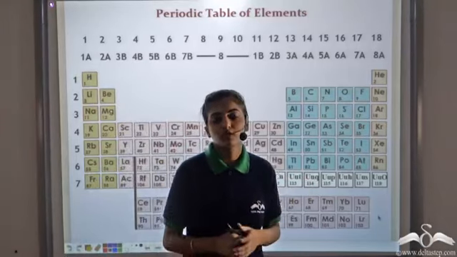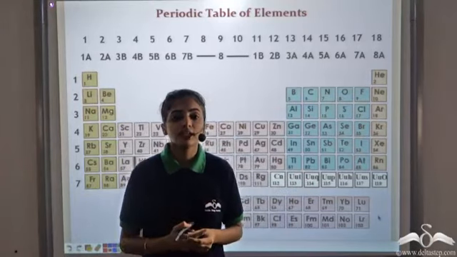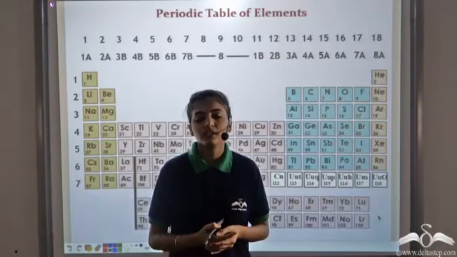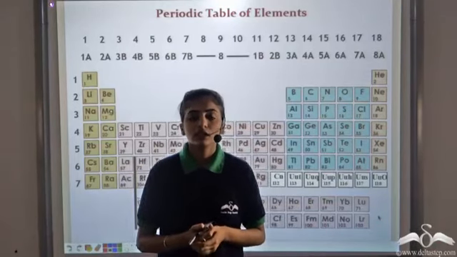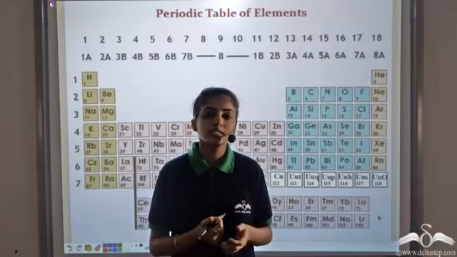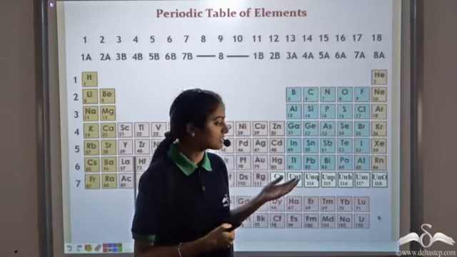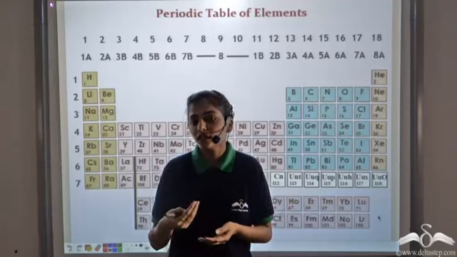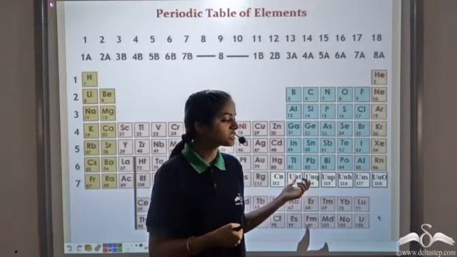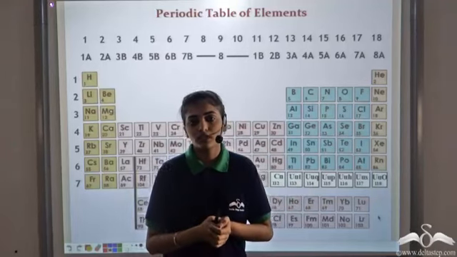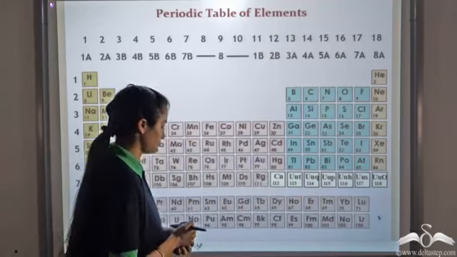This is the modern periodic table. 118 elements have been arranged in this table in a very systematic manner. There are some properties related to these elements which define the way in which these elements react. Since the elements are arranged in a very well-organized manner, therefore these properties also follow some particular trends. Let's see how.